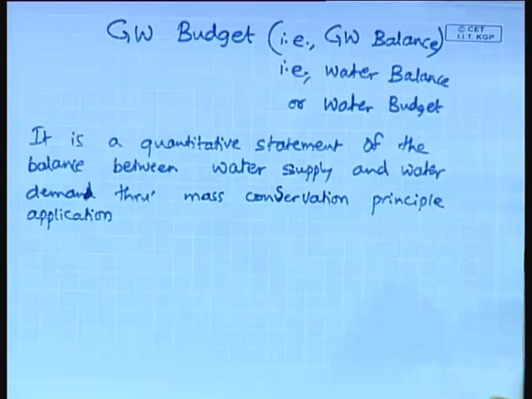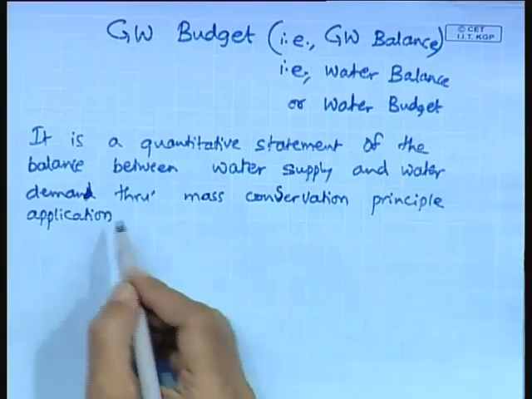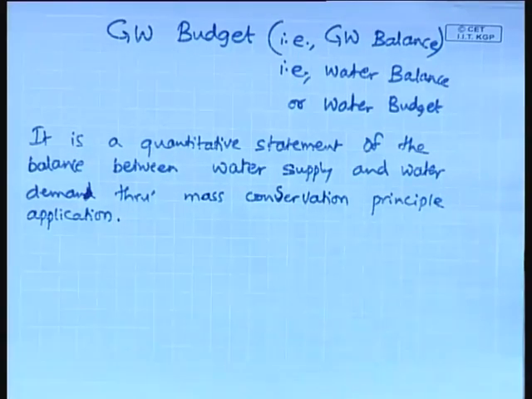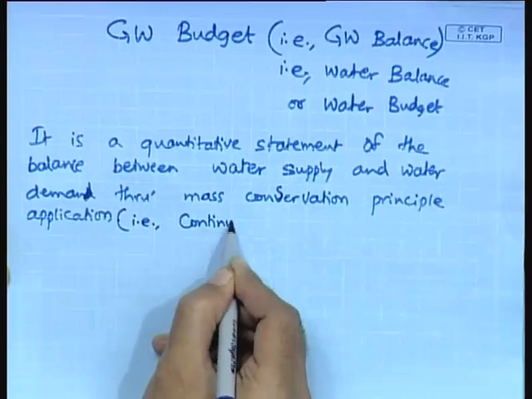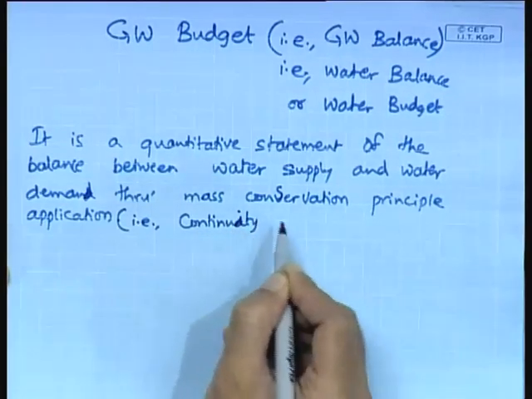So, in fluid mechanics there are three conservation principles, and water is an important fluid for sustaining life. These three conservation principles are the conservation of mass, the conservation of energy, and the conservation of momentum. The conservation of mass is also referred to as the continuity equation.